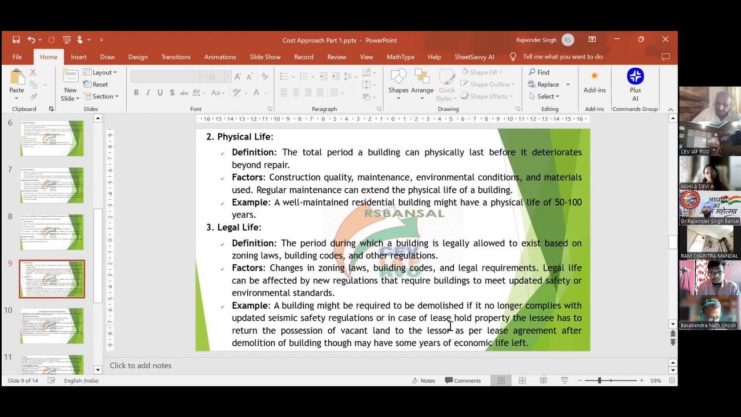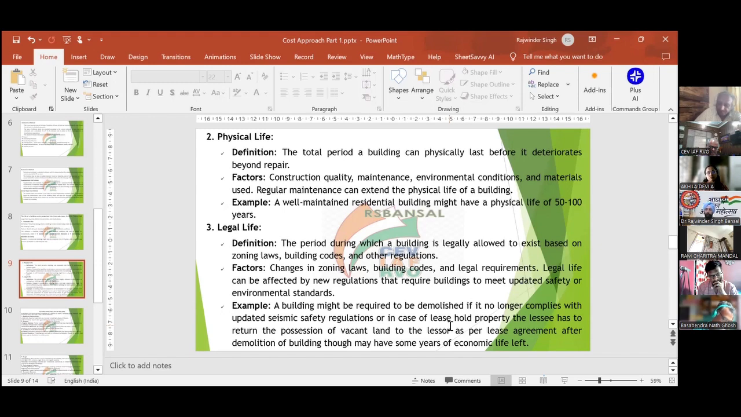So it will depend upon the construction quality, maintenance, environmental conditions, and the material you have used. So the physical life will depend upon these factors. So depending upon the maintenance of the building and other factors, the physical life of the building varies from 50 to 100 years.